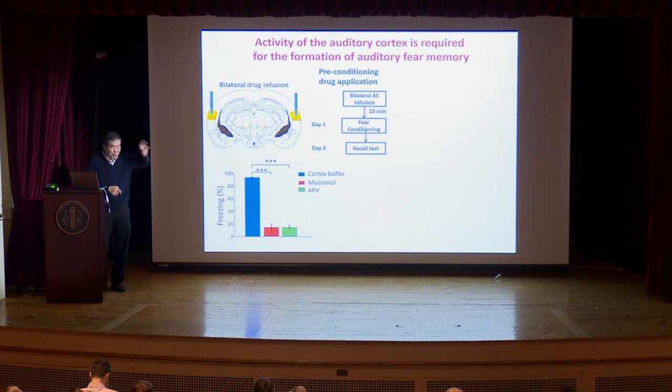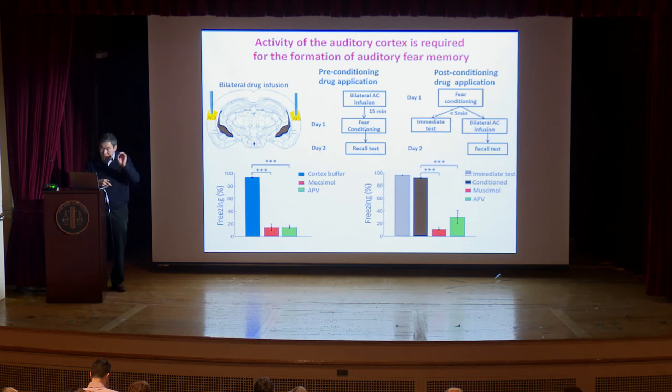the conditioning cannot occur. This is what we expect. Now, the auditory cortex is important for processing the fear conditioning signals. But more interestingly, if you have the conditioning already created, then you block the activity. After the fear conditioning was already created, the muscimol inhibition or APV inhibition will block the retrieval of memory. That is, after the conditioning, something's going on in the auditory cortex that the memory is stabilized. If you don't have the plasticity at that region after conditioning, no activity in the auditory cortex, you cannot recall the fear memory.